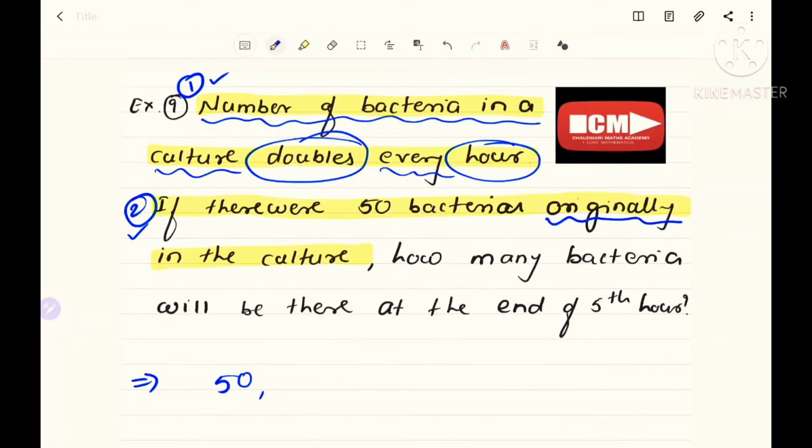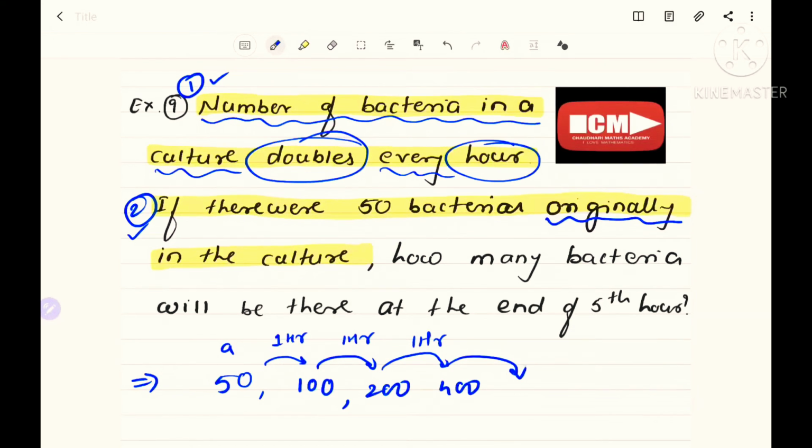So let's say these are the number of bacteria initially present. Let's mark this as A. Then after 1 hour, this bacteria doubles. Doubles means it becomes 100. Then after one more hour, this 100 becomes 200. Are you understanding this thing? So after one more hour, this 200 becomes 400. This is the way these bacteria are growing after every 1 hour.